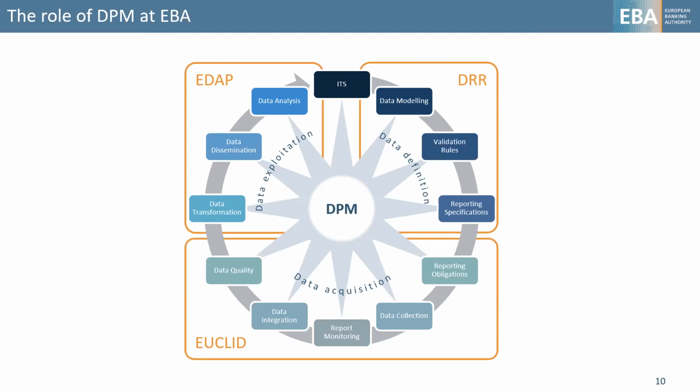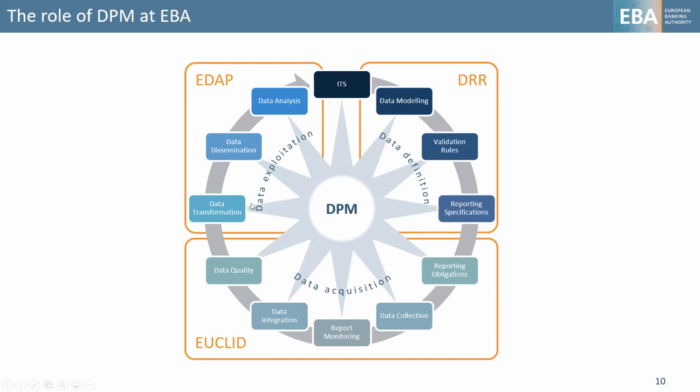So there are some systems which connect directly to these phases. You all have heard of Euclid, which is our reporting platform dealing with data acquisition. For the data definition, we have the DRR, we have the current process of course, but we are developing the DRR tooling together with IOPA to cover all these phases, from taking the ITS, modeling the data and the validation rules, and then generating the reporting specifications.